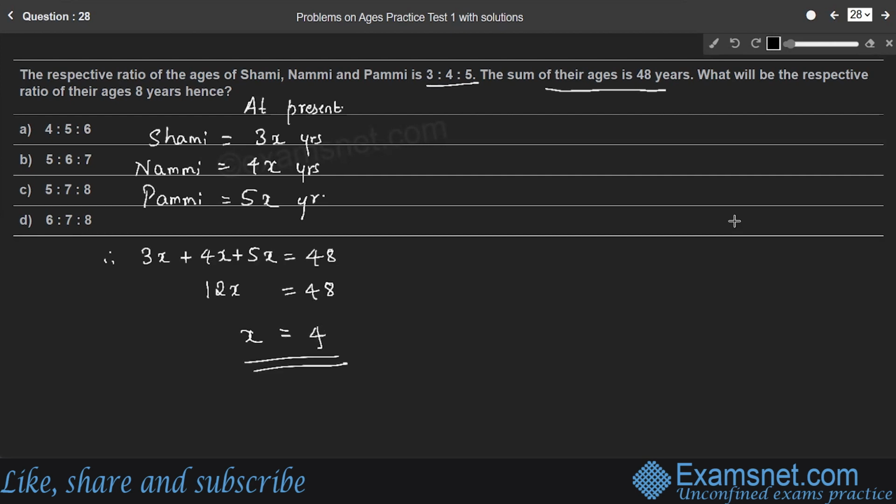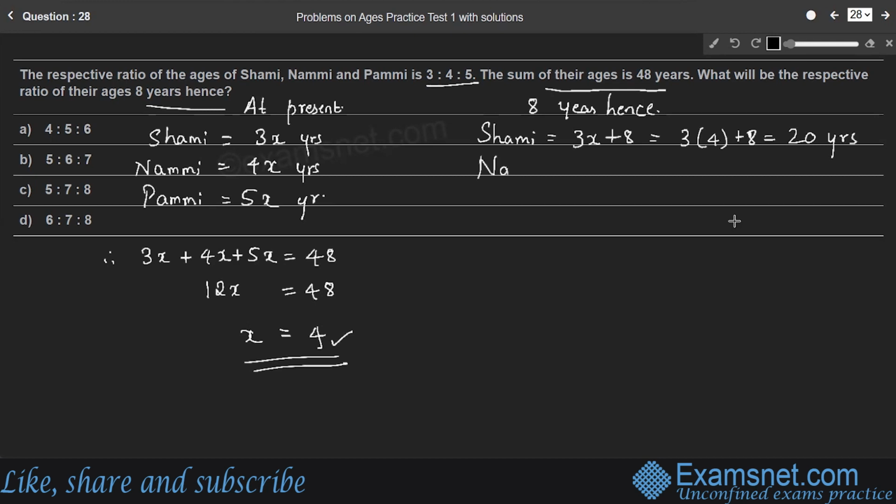So what will be the respective ratio of their ages 8 years hence? So we'll consider their ages 8 years hence. 8 years hence means after 8 years. So after 8 years, Shami will be 3x, his present age, plus 8 years. So Shami will be 3x plus 8 years. So here x is 4. So 3 into 4 plus 8, which is 12 plus 8 is 20 years. After 8 years, Shami will be 20 years old.